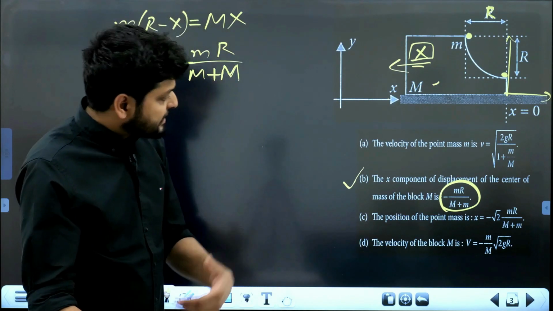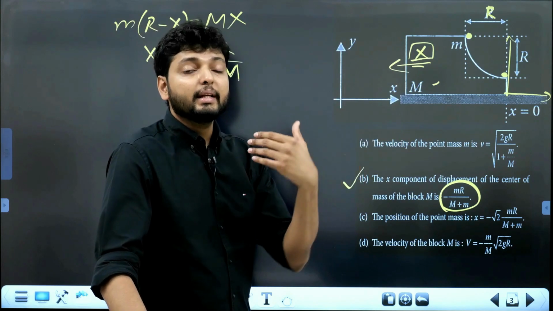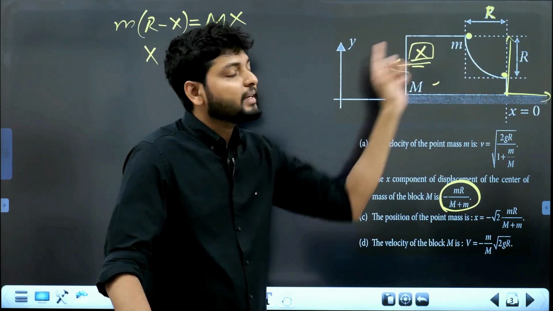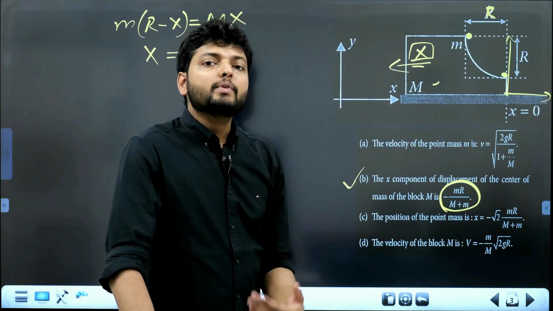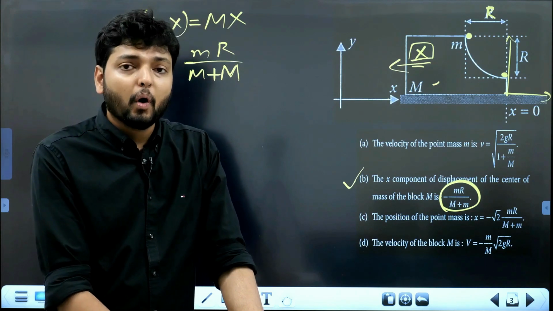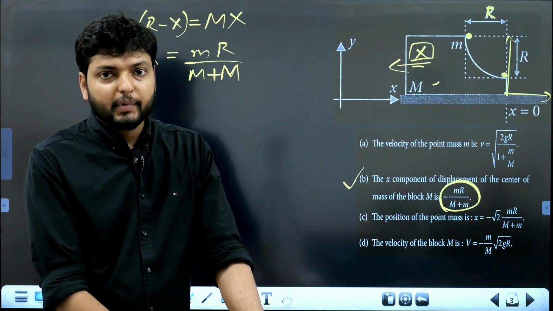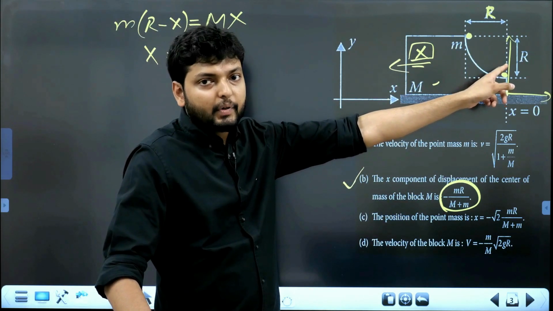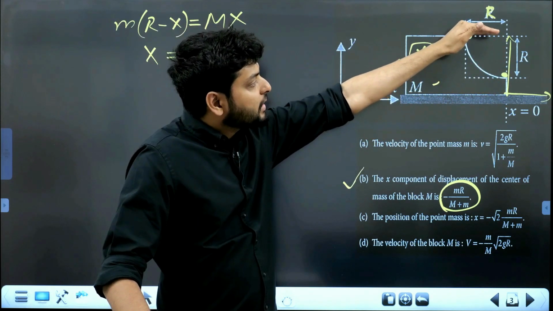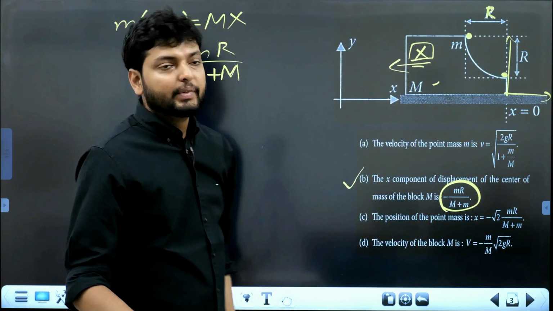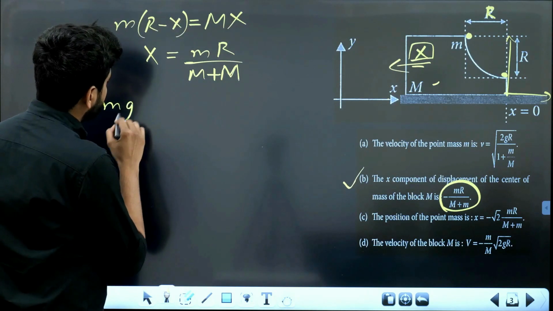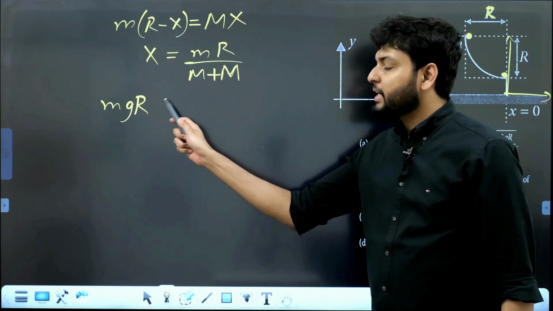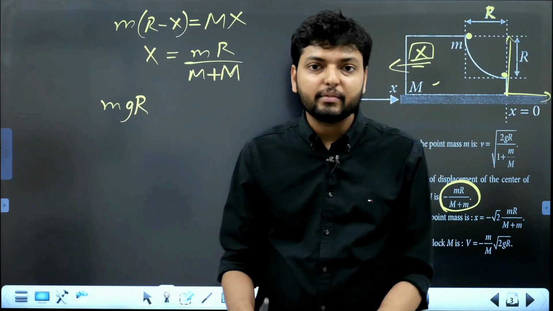Now coming to the second part, we have to also find out the velocity. Yes, velocity of the point mass when it reaches the lowermost point. For this, we will apply work energy theorem or the conservation of energy, right? So when the point mass reaches the lowermost point, how much potential energy is lost in this process? Right, mgr is lost.